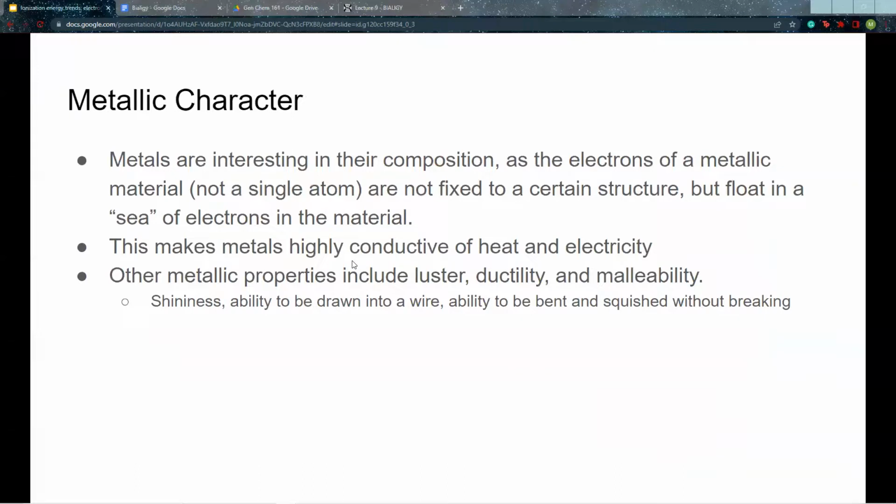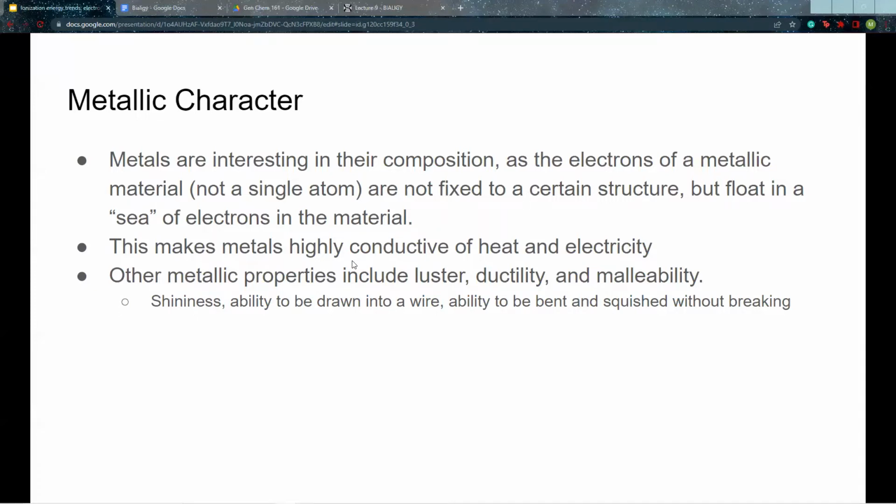Finally, we will talk about metallic character. Metallic character defines a number of properties that are unique to metals. One of these is that the electrons of a metallic material are not fixed to certain structures, but float in an electron sea between the atoms of the material. This makes metals highly conductive of heat and electricity, and allows certain metals to become magnetic or to be magnets themselves. Other metallic properties include luster, ductility, and malleability.